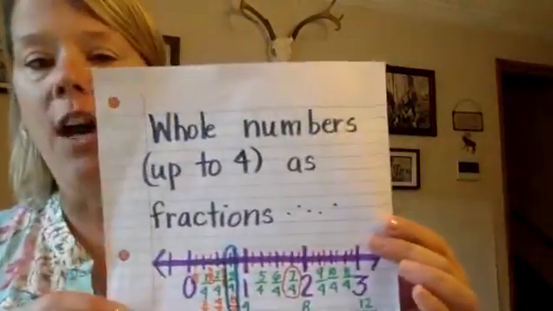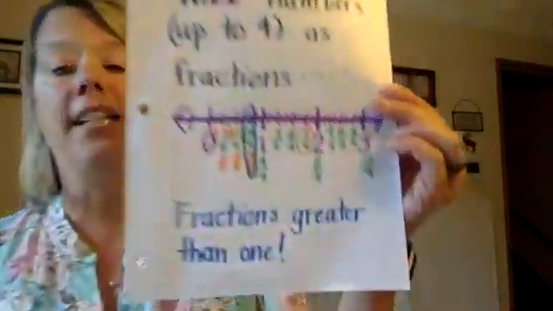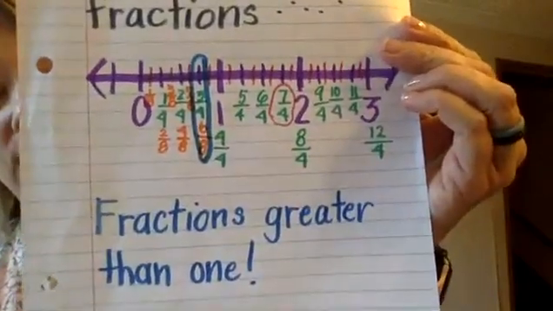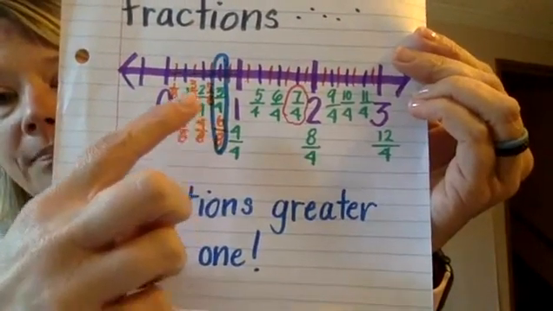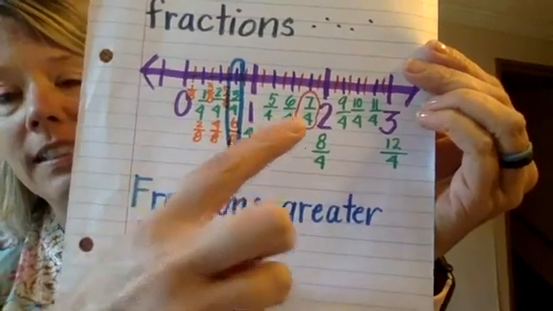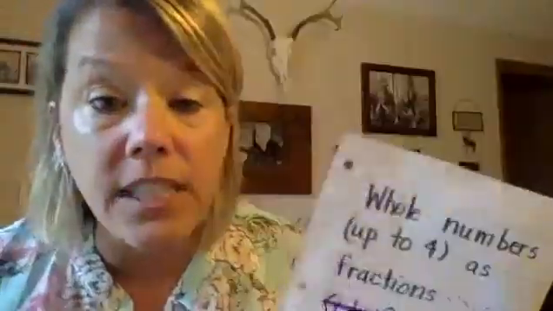You guys have to know whole numbers up to the number 4, so 0, 1, 2, 3, 4, as fractions, and know that there are fractions greater than 1. So we have to know that 6/4 is less than 2, but it's greater than 1. And it's a number, 6/4.